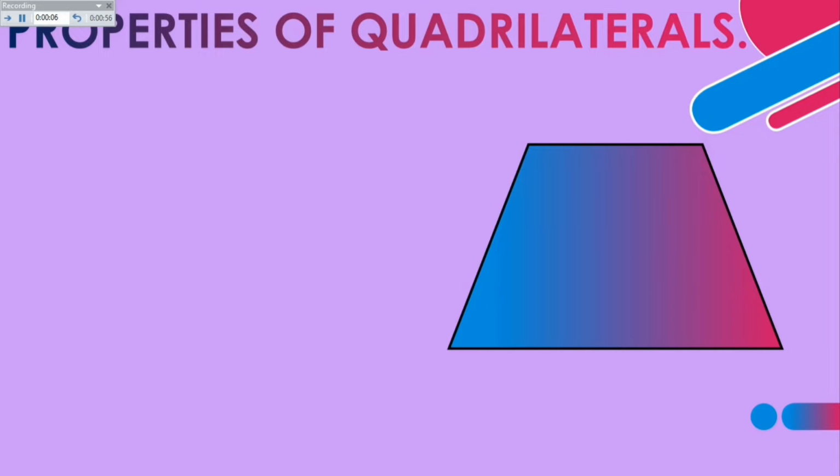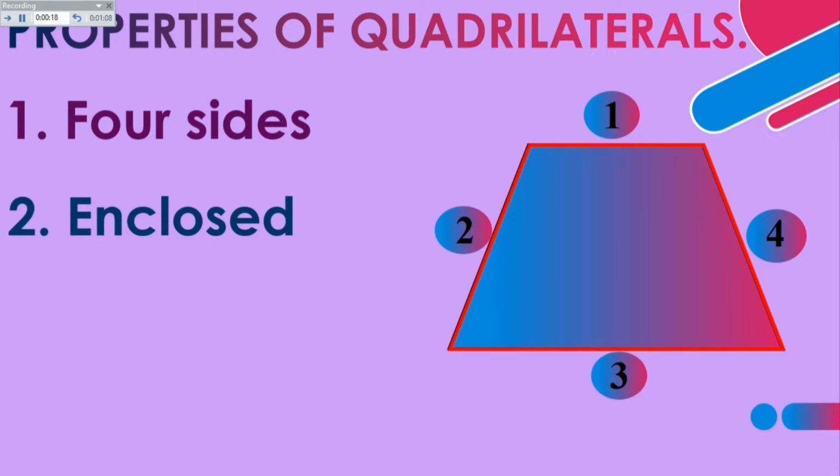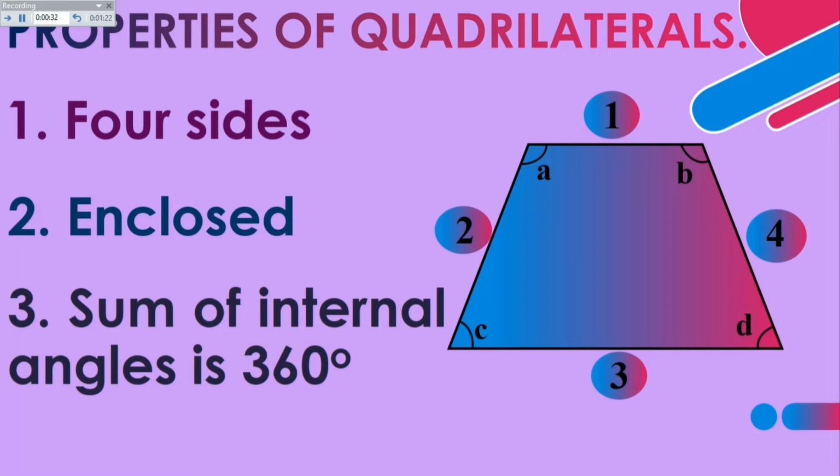Now, let's take a look at the properties of quadrilaterals. There are three basic properties of quadrilaterals. 1. It has four sides. 2. All the four sides must be enclosed. That means that there must be no gap between the line segments that form the quadrilateral. 3. The sum of internal angles is equal to 360 degrees.